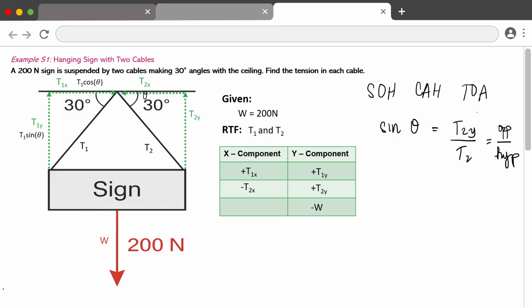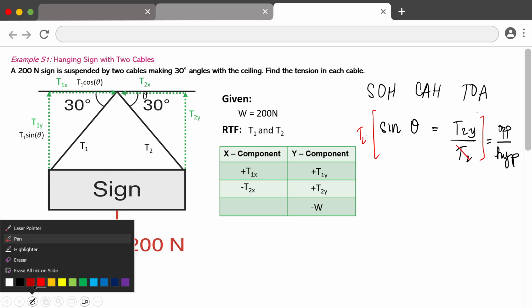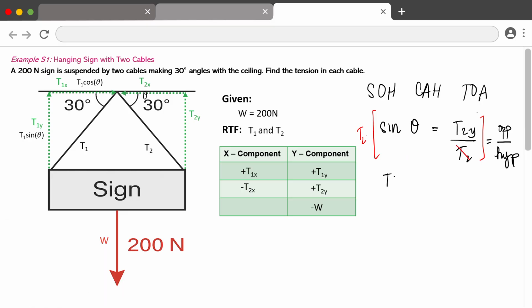So if we multiply both sides by T2 in this equation right here, the T2 cancels out, which leads to T2y being equal to T2 sine theta. So that's why we have this. T2y can be represented in terms of T2 by this equation.